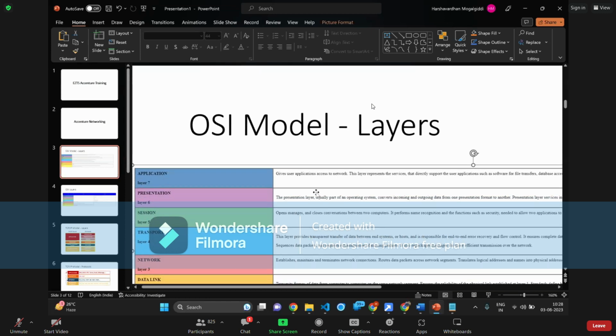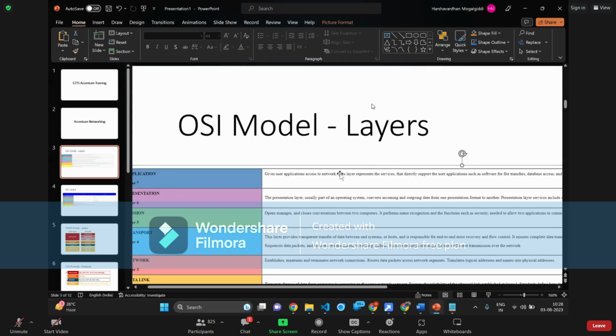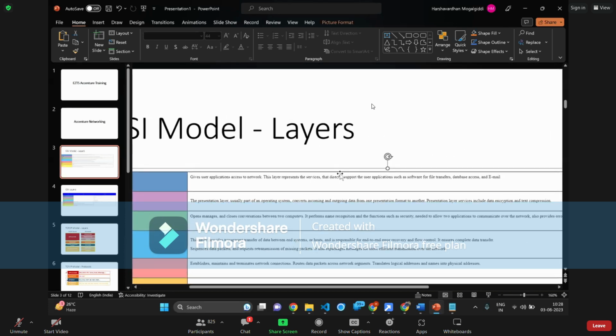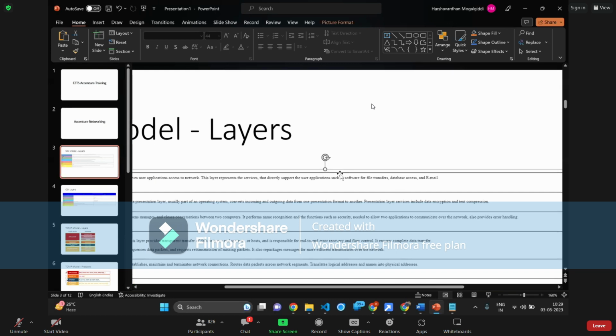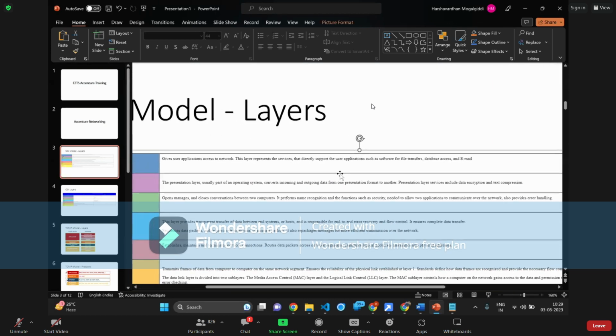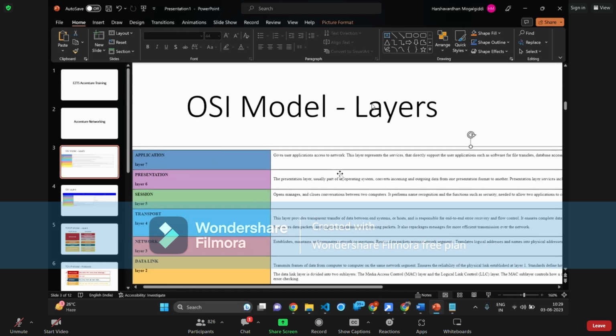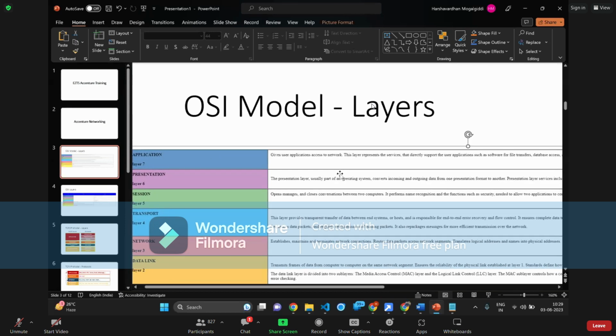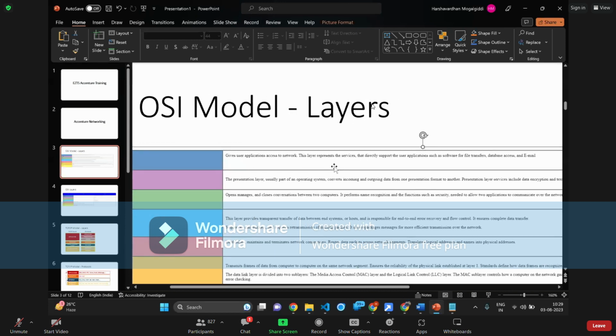Application layer is layer 7, gives user applications access to the network. This layer represents the services that directly support the user applications, such as software for file transfer, database, email. Do I have to explain this? Even if not, I will explain. Gives user access to the network. This layer represents the services.